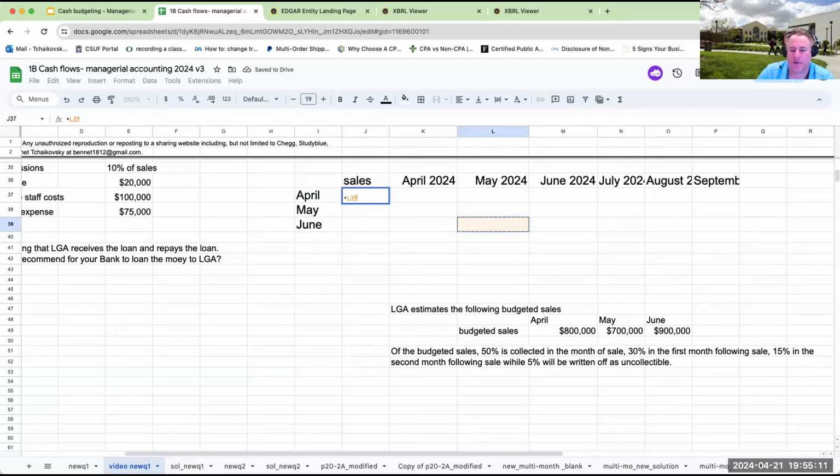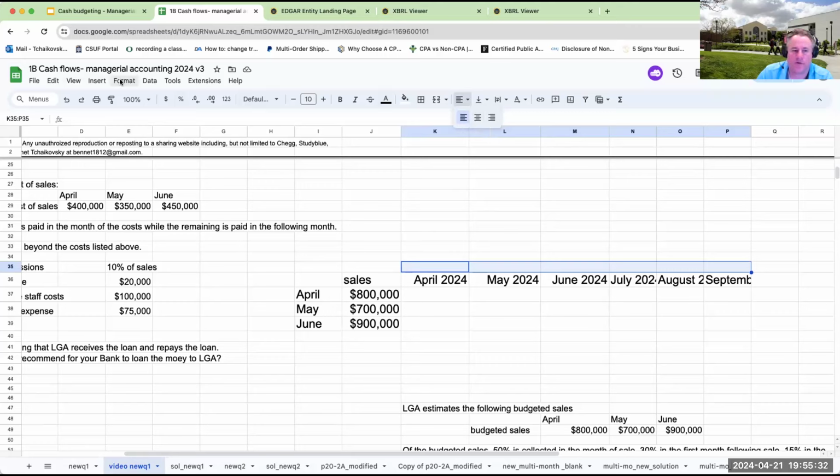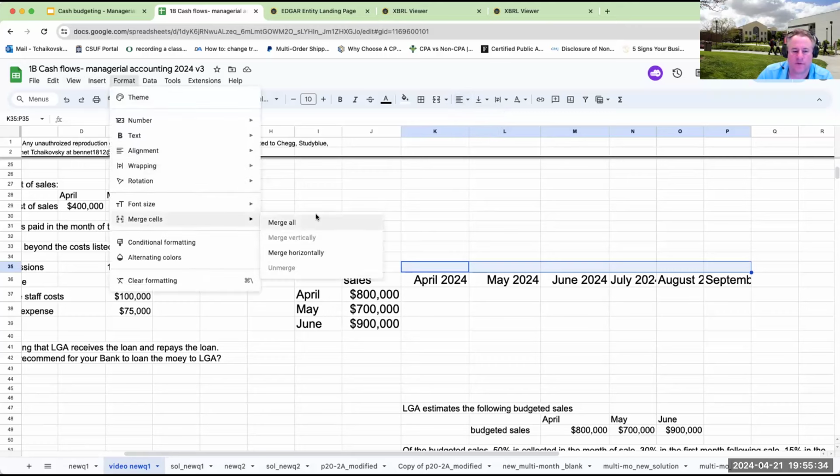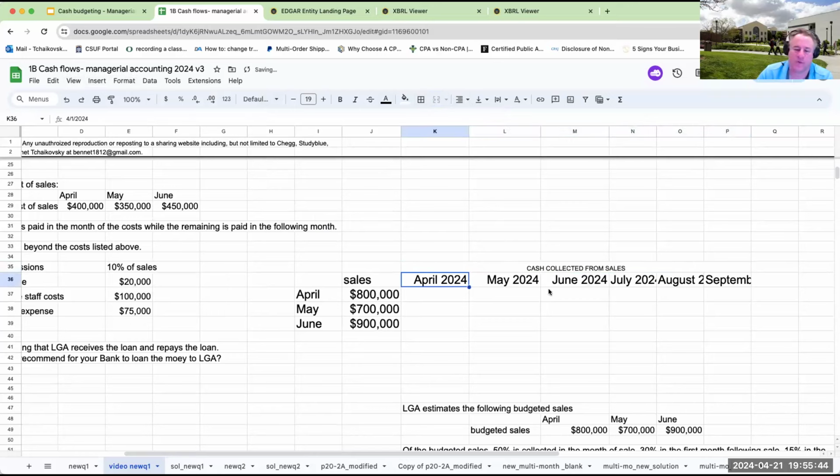This is 800,000 for the month of April. May is 700,000. And in June, we have 900,000. Now, what's very important when we're going through and doing this is we're not concerned with revenue. What we are going to be concerned with is cash collected from sales. That's what we're trying to get.